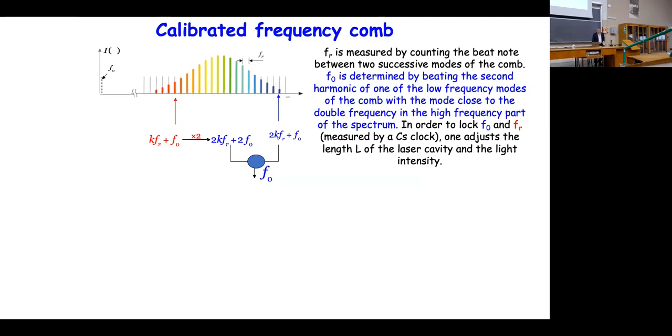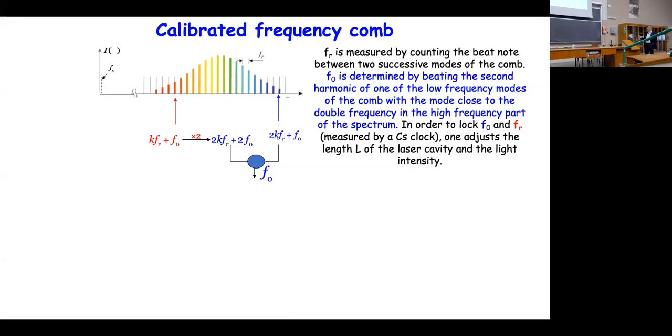So I just briefly indicate here how you can control, how you can measure FR and F0. FR is rather easy. What you have to do is to put a photodiode, a detector of light, and look at the beat note between two adjacent modes. And the beat note will give you FR. So this is just a beating between two modes. How can you get F0?